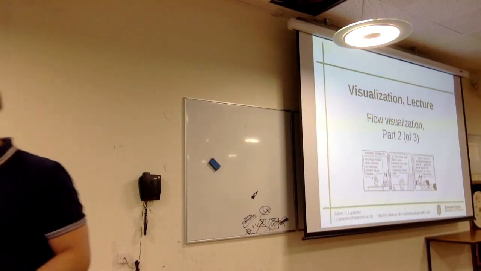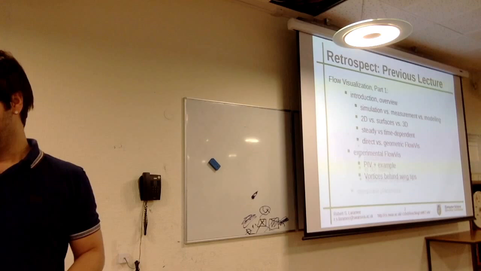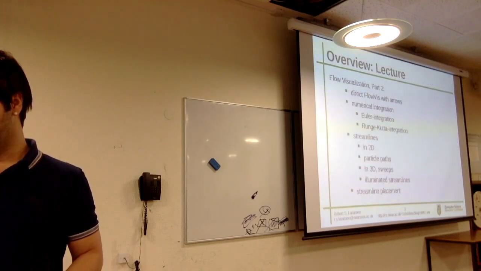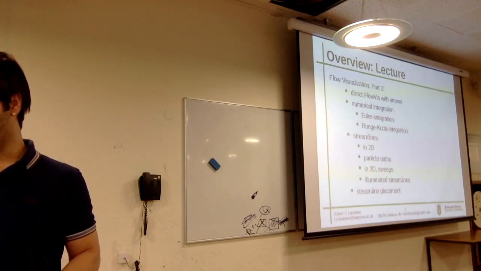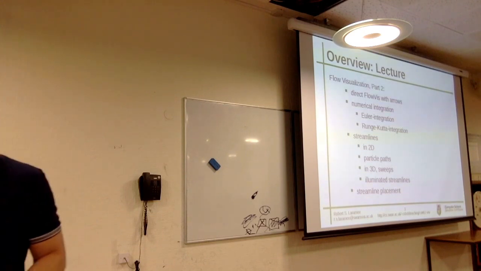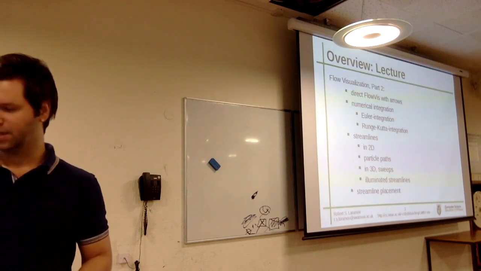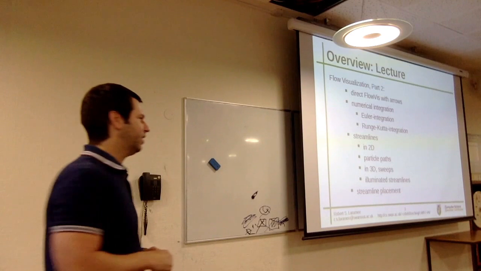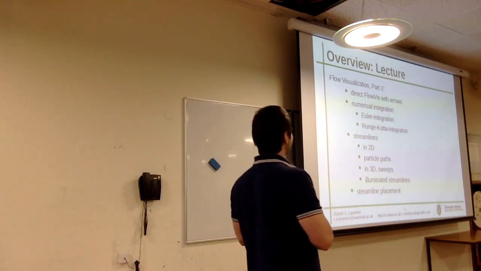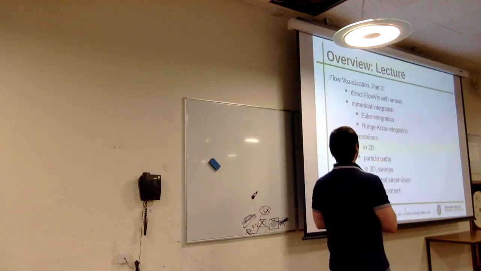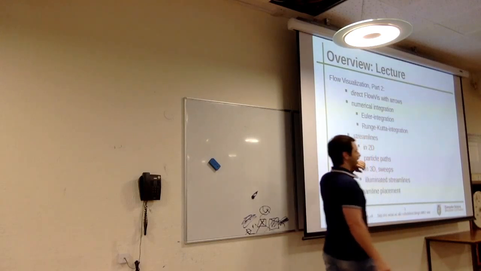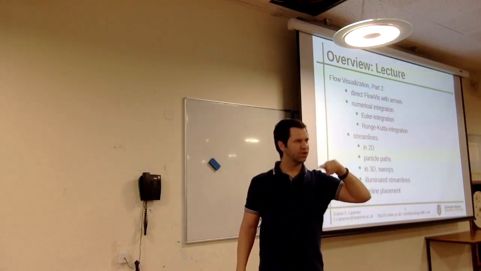Okay, so let's look at part 2 of flow visualization. We're going to talk about flow visualization with arrows, and then we're going to talk about numerical integration, and we're going to talk about streamlines. Right, so numerical integration is the technique used to compute streamlines, how to compute those curves.